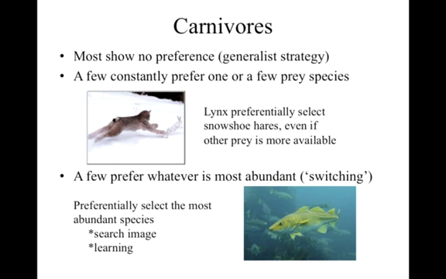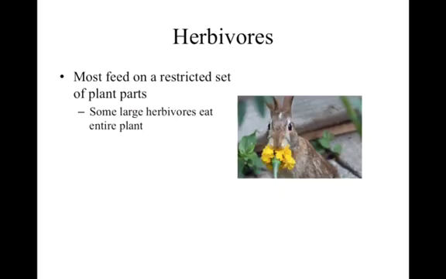There's a couple of reasons. First, you might have a search image. You might get locked on to this thing that's common, and that's what you're looking for, and you kind of ignore the other stuff. Another possibility is that you learn how to find, handle, or deal with the abundant thing, and that makes it easier for you to catch it, and so you tend to eat that more. All right, so that's carnivores.